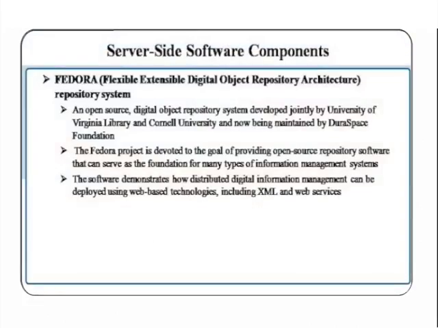The Fedora, Flexible Extensible Digital Object Repository Architecture, repository system is an open source digital object repository system developed jointly by the University of Virginia Library and Cornell University and now being maintained by the DuraSpace Foundation. The Fedora project is devoted to the goal of providing open source repository software that can serve as a foundation of many types of information management systems. The software demonstrates how distributed digital information management can be deployed using web-based technologies including XML and web services.